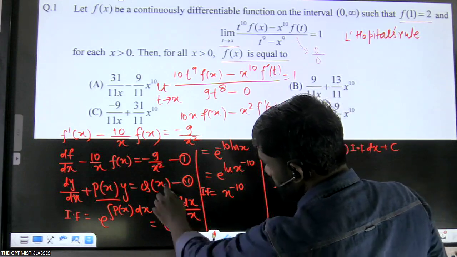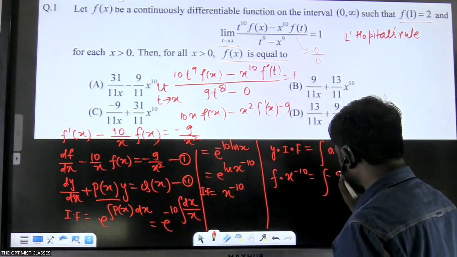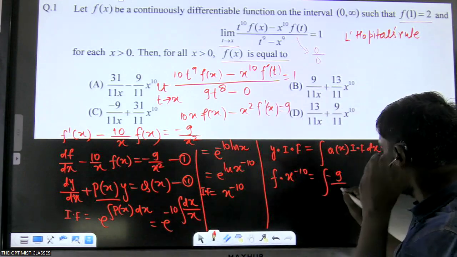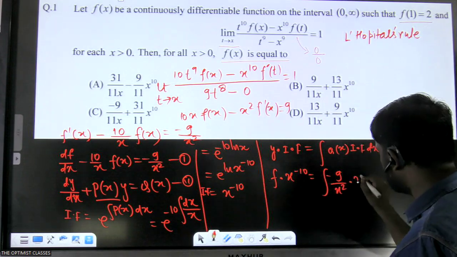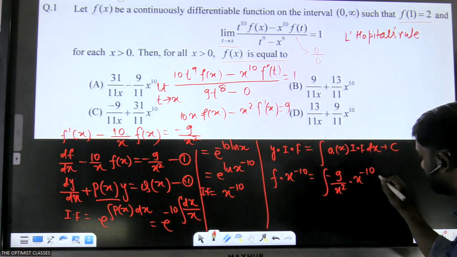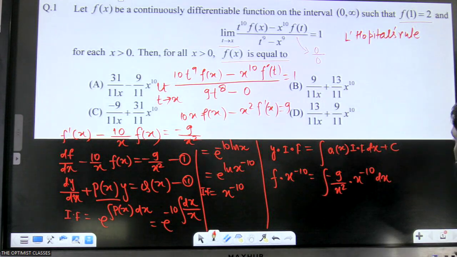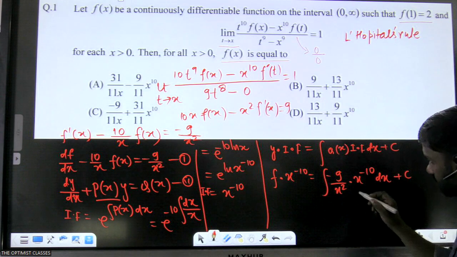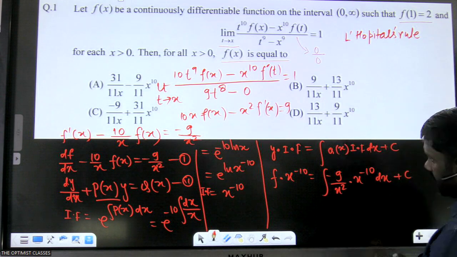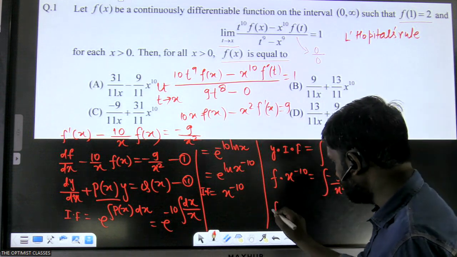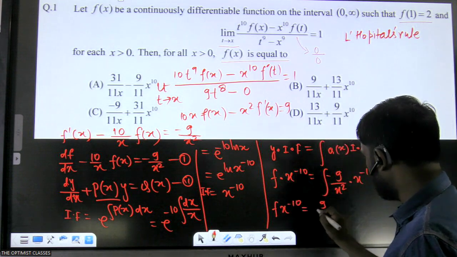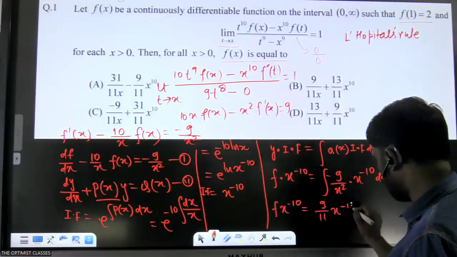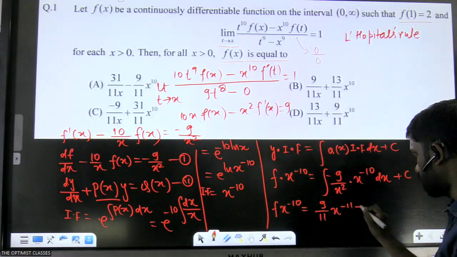If you compare these two, you are getting minus 9 divided by x square as q of x, and the integrating factor here is x to the power minus 10, dx, plus some constant c. So we have here x to the power minus 12. If you integrate it, you will get x to the power minus 10 f equal to 9 by 11 x to the power minus 11, plus some constant c.